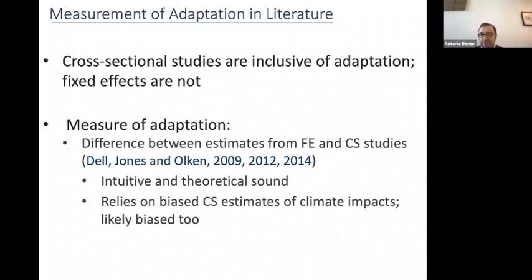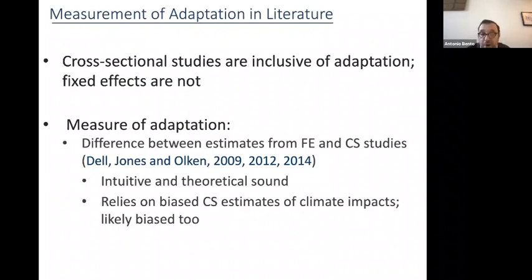And so when it comes to measuring adaptation, it's not surprising that given the methods that we had in the literature, several authors at least proposed a first cut of measuring adaptation as just taking the difference between the estimates of the fixed effects and the cross-sectional studies. And you have a series of papers by Melissa Dell and co-authors.